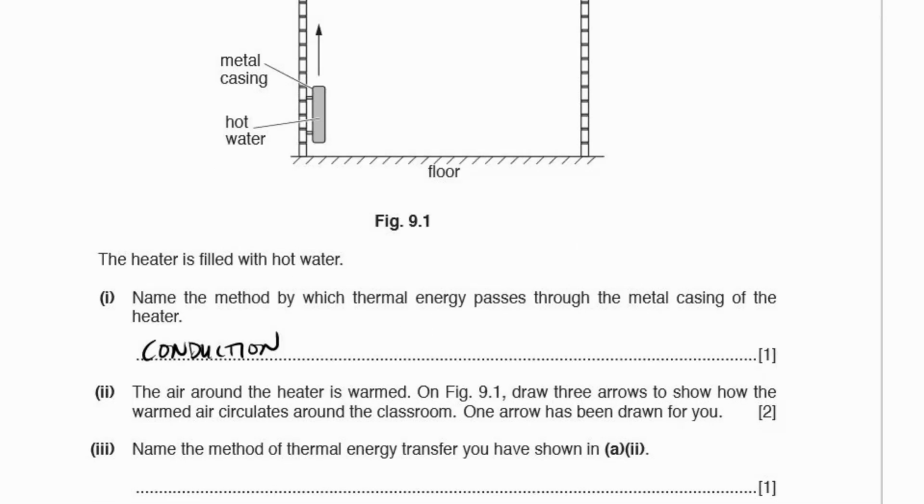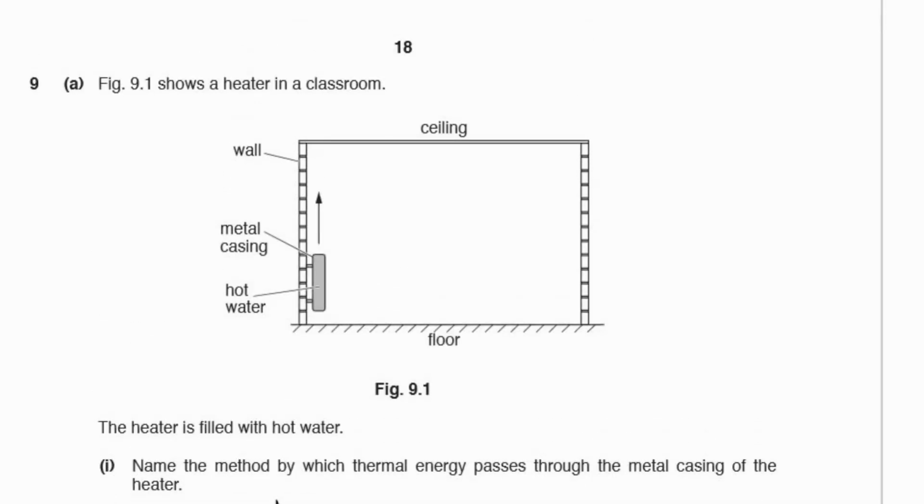The air around the heater is warmed. Draw 3 arrows to show how the warmed air circulates around the classroom. One has been drawn for you. Okay. So the air comes up here, it then comes over the ceiling, comes down the other side as it cools down, and comes back here. And that's a big convection current that's occurring in the room.